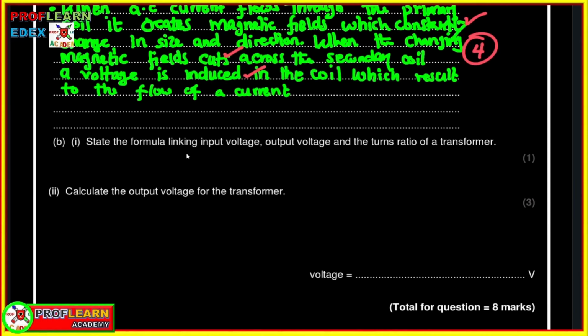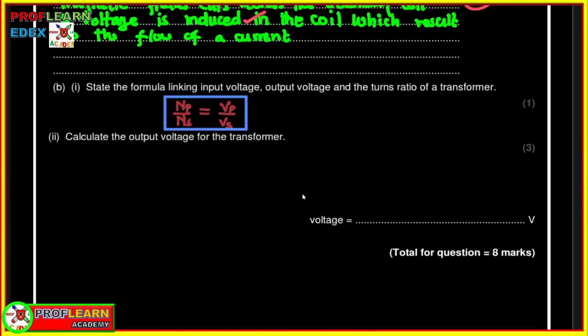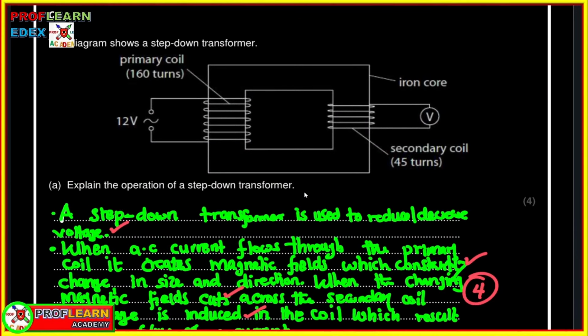State the formula linking input voltage, output voltage, and the turns ratio of a transformer. So we can say the number of turns in the primary coil over the number of turns in the secondary coil equals the voltage in the primary coil over the voltage in the secondary coil. So at that given point we shall have a question whereby you are supposed to do the calculation.